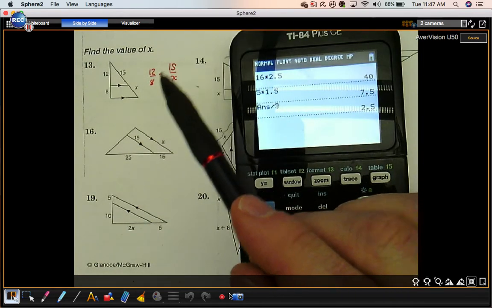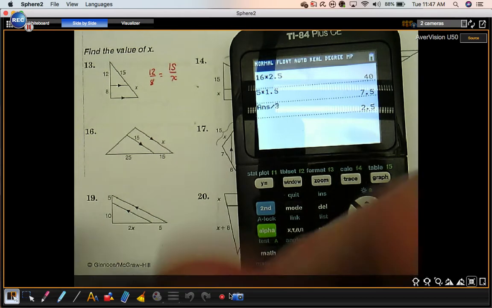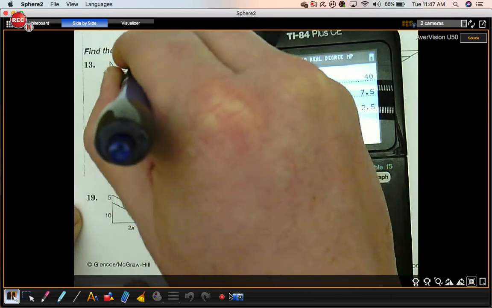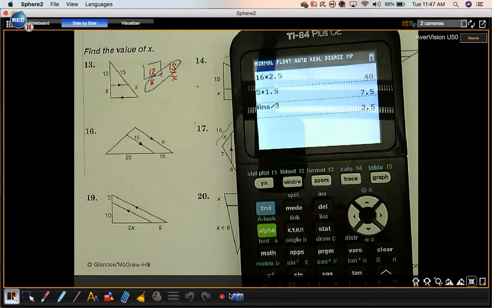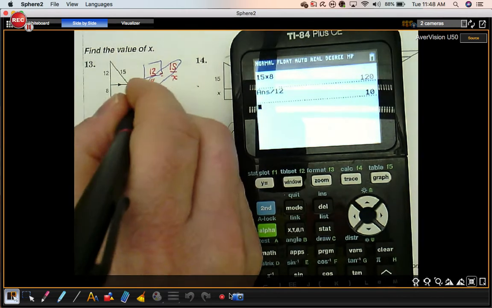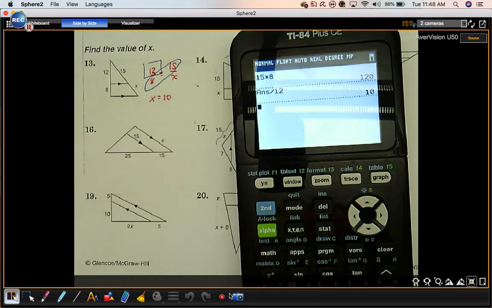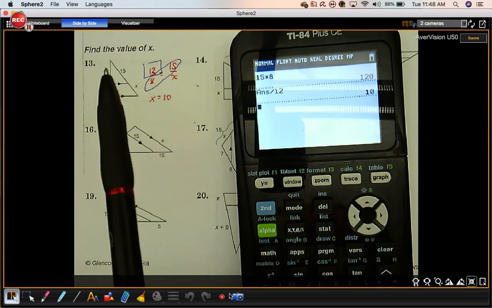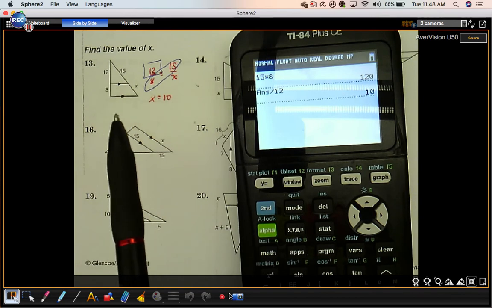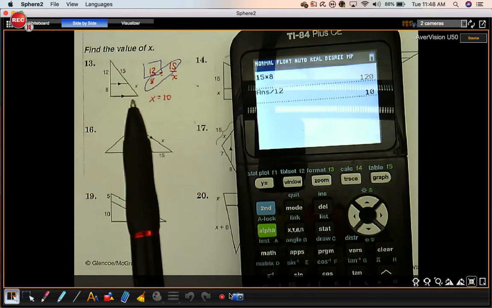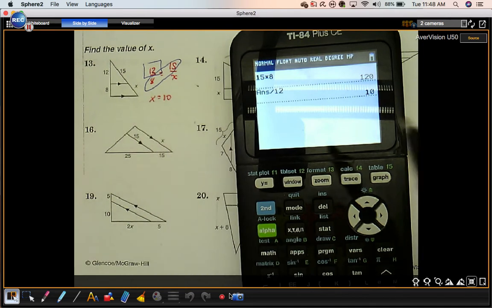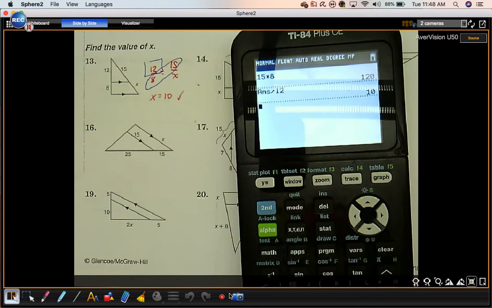We're going to take 15 times 8, and then we're going to divide by 12. That's the quick way to cross multiply. 15 times 8 divided by 12. And that gives you 10. Remember, you can check your answer. 12 to 8, that's the same thing as 3 to 2. Does that equal 15 to 10? That's the same thing as 3 to 2, so it does. So you can always check your work.